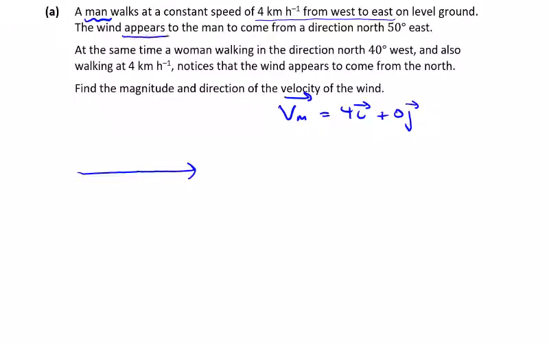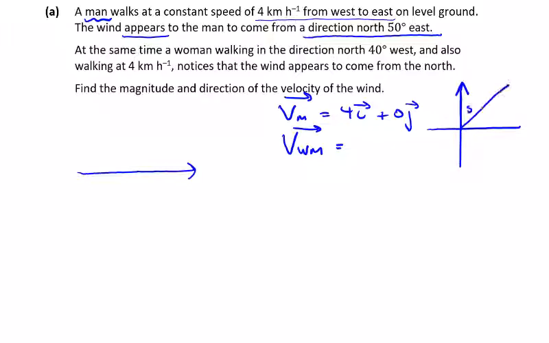The wind appears, so the velocity of the wind relative to the man appears to come from a direction 50 degrees north, 50 degrees east, which is a very strange way to describe it. But north, so we have to go north first and then 50 degrees east, so the 50 is in here. So if I do my x and y axis, or my I and j axis, and I draw this line where the wind appears to come from, my 50 is in here and my 40 is in here. So this is our diagram.